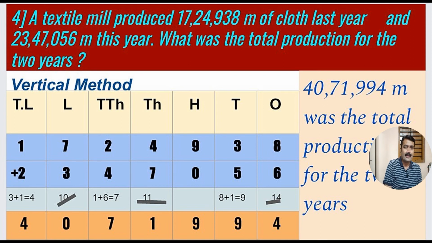In tens column we arrange 5 below 3. In hundreds column we arrange 0 below 9. In thousands column we arrange 7 below 4. In 10,000 place we arrange 4 below 2. In lakh place we arrange 3 below 7, and at 10 lakh place we arrange 2 below 1. So this is the proper vertical arrangement that you have to do there. So after making this proper vertical arrangement, we start addition from ones place.